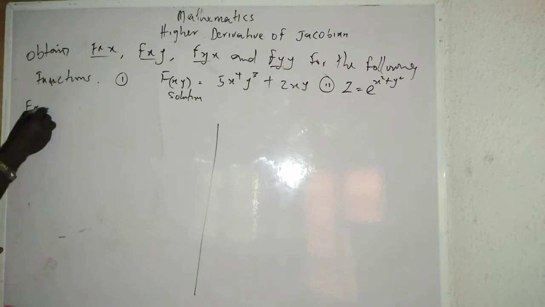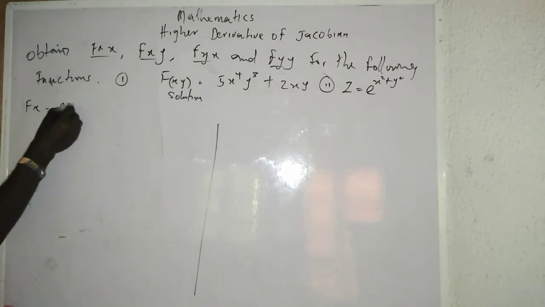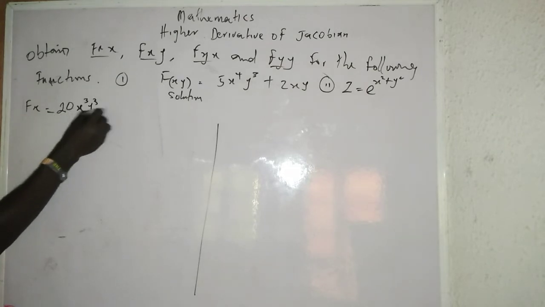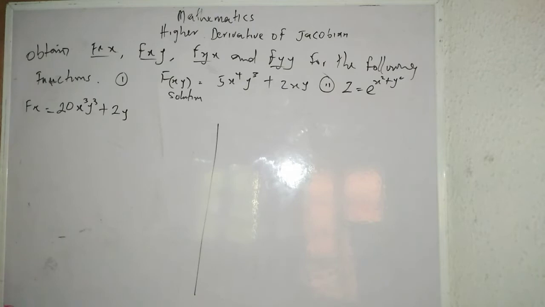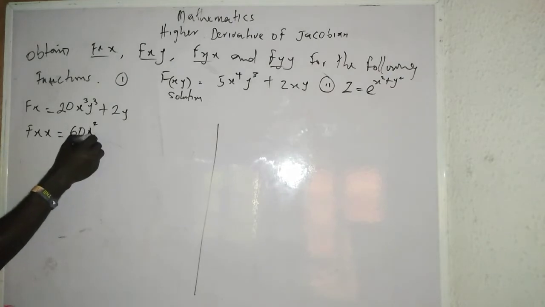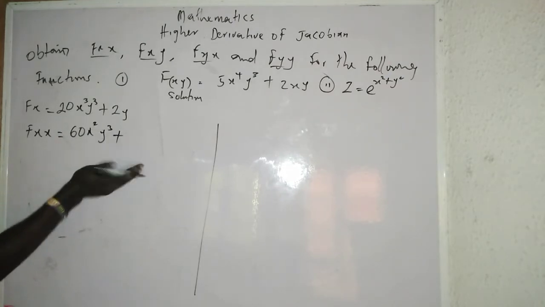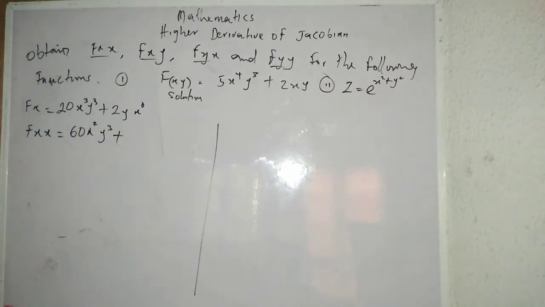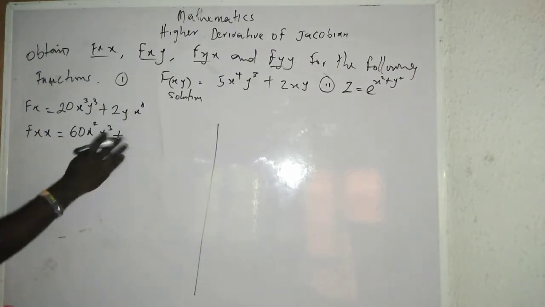Okay. Now, I will start from f of x of the first one. It means I want to consider only x, which I will be having 20x cubed y cubed plus 2y. Now, the next one is f of xx. It means I'm to consider the x on second stand, which I will have 60x squared y cubed plus 0, which is zero here. It means whenever I do that, it turns to 0, which I don't need.